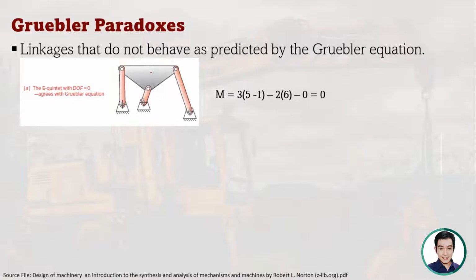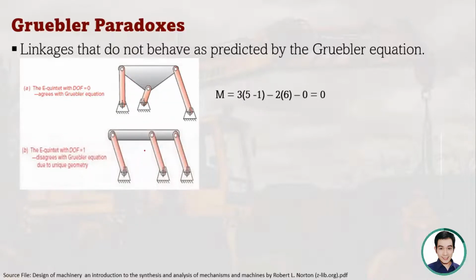And for the number of full joints, we have 1, 2, 3, 4, 5, 6. The number of half joints is nothing, so that's 0. So the mobility, using the Gruebler equation or the Kutzbach equation, is 0. So this one obeys the Gruebler equation because, as you can see, this one will not move because of this design. It has a mobility of 0.